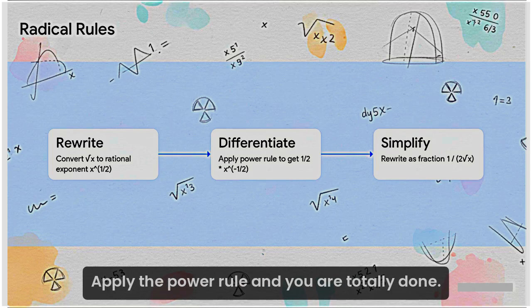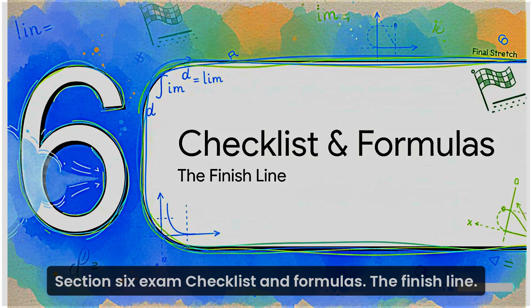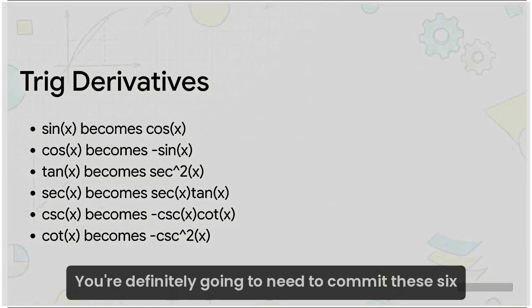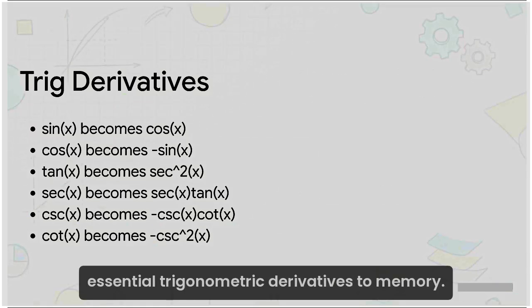Apply the power rule, and you are totally done. Section 6. Exam Checklist and Formulas. The finish line. You're definitely going to need to commit these 6 essential trigonometric derivatives to memory.